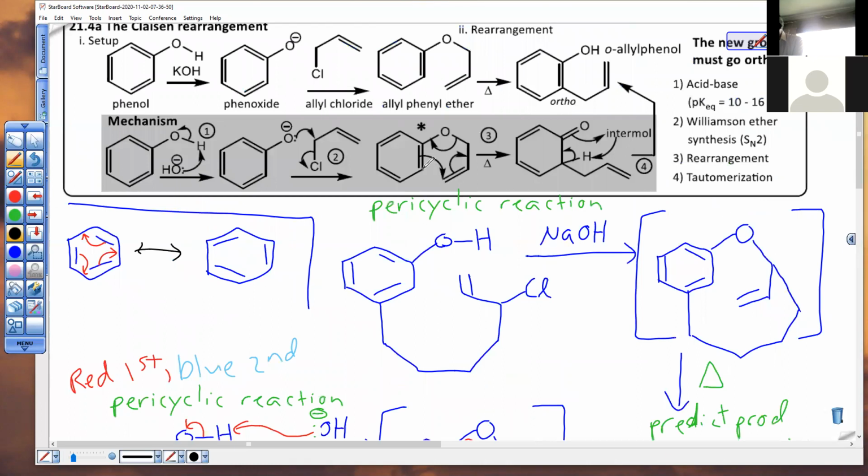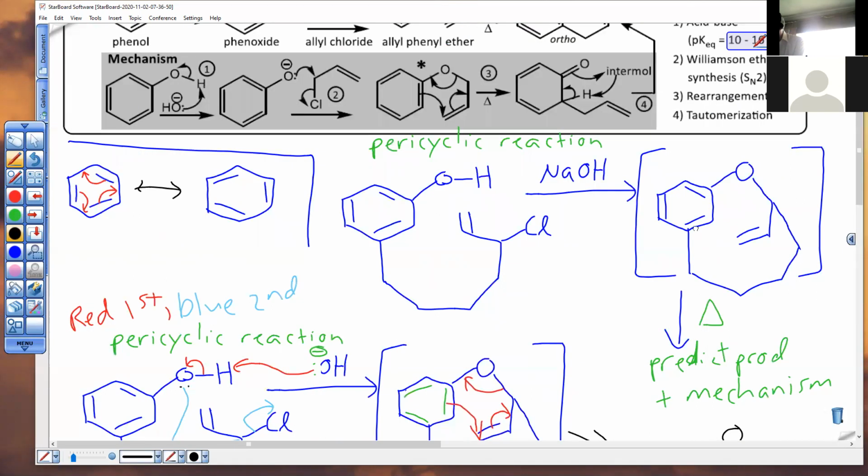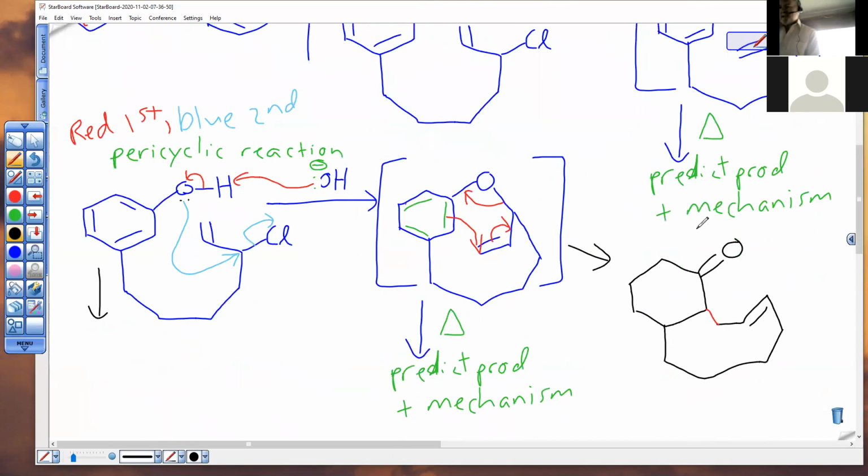Oh, where you made the new sigma bond is here. On the same carbon, there's an H. It was there all along. That's why this thing's not aromatic. That H has to move. Where's it going to move? It's going to become an enol on the O. So draw me the H that has to move.